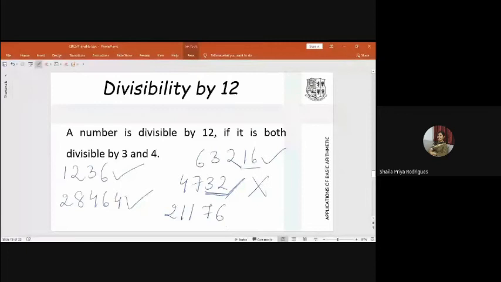Give me examples of numbers that are not divisible by 12. 2, 1, 1, 7, 6. All right. 76 is divisible by 4. Is it? Yes. The sum is 3, 3 plus 1, 4, 10, 17. 17 is prime, not divisible by 3. Hence, this number is not divisible by 12. Okay. Next up, we have 15.